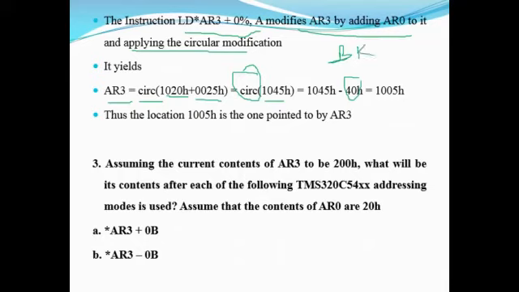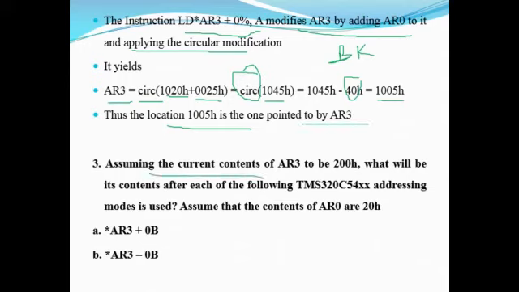So with this instruction, what I do is I just add the content of auxiliary register 0 with 1020, which gives me 1045H. Then AR3 will have the circular modification of 1045H, which is obtained by subtracting the value of BK from 1045H, which is the content of AR3. So giving us 1005H. Thus the location 1005H is pointed by AR3.